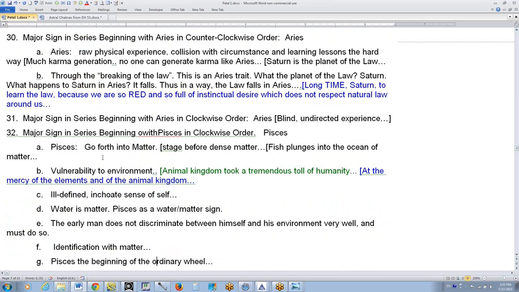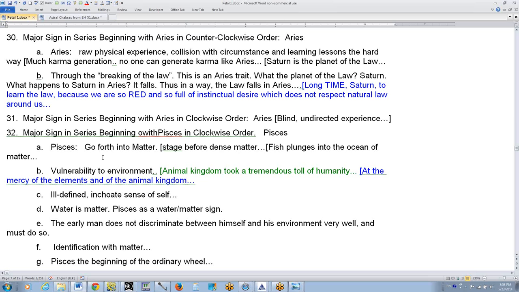So what do we say about it? Well, go forth into matter. It's the stage right before dense matter. The fish plunges into the ocean of matter. It indicates vulnerability to the environment. The animal kingdom, we're told, took a tremendous toll on humanity, and we are, in those early days, until we know better, at the mercy of the elements and of the animal kingdom.